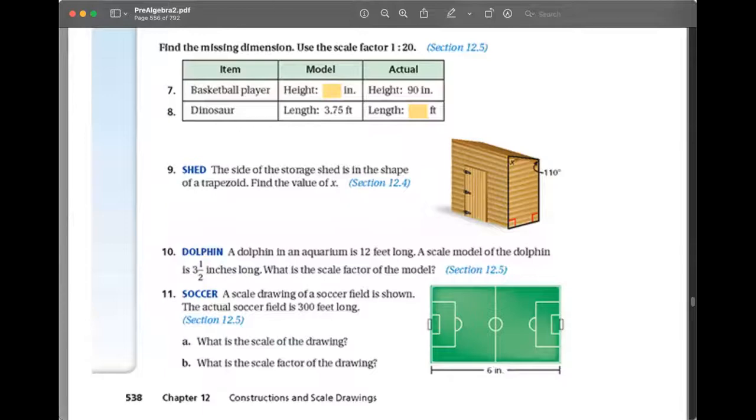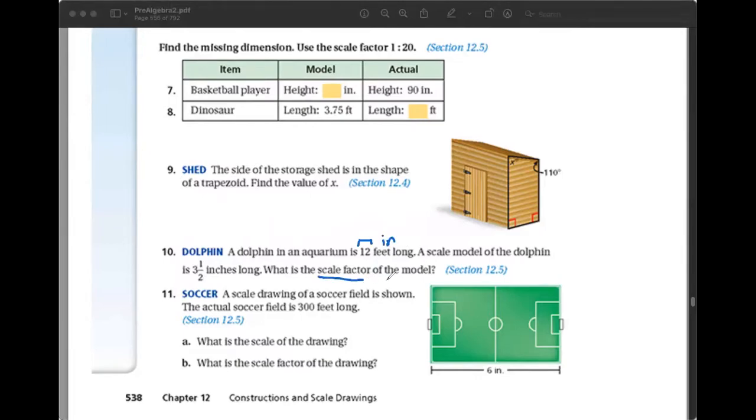So let's go through. Because 3.5 can't go into 12 or 144. Yeah, so it looks like we'll have to change 12 to inches, right? Because we're looking for a scale factor.